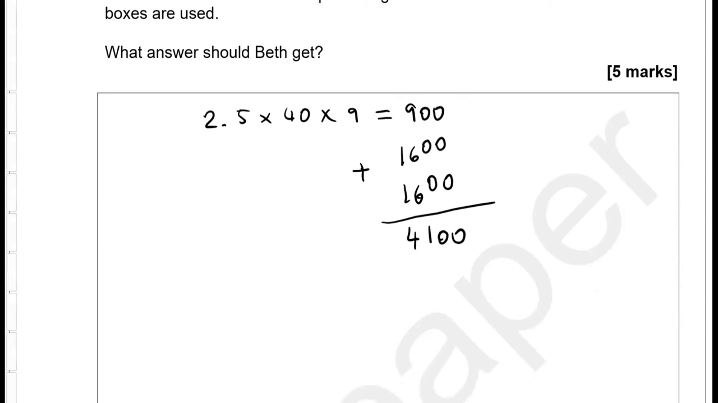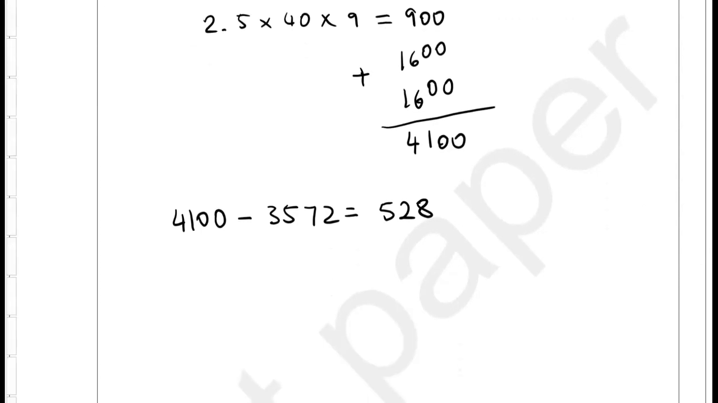So we've got a reduction in size, and we're going to work it out. So 4,100, take away 3,572, gives us 528. And this is 528 out of the original surface area, which was 4,100.